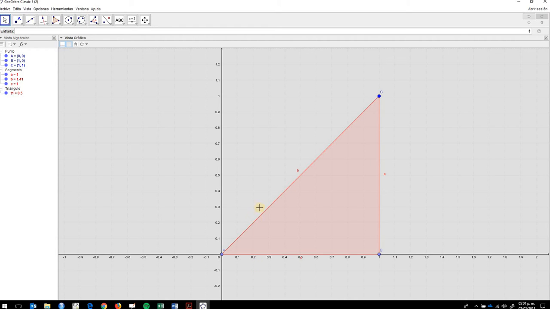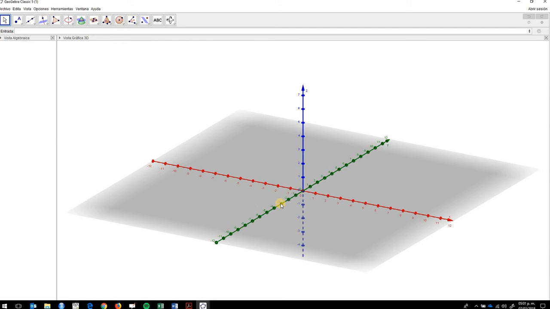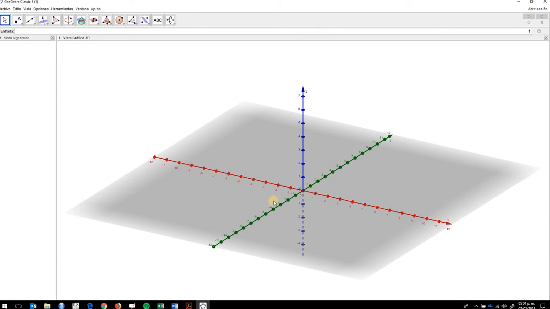Now let's take this triangle and try to translate it into a 3D model. So now here we have the three axes. The red line is the x-axis, the green line is the y-axis, and the blue line is the z-axis. So the blue line is going to be the value of our density function after we input the coordinates.